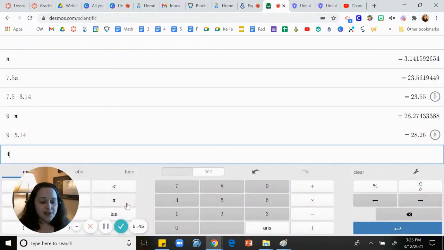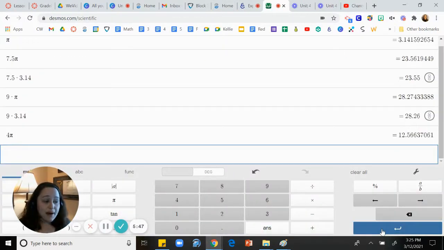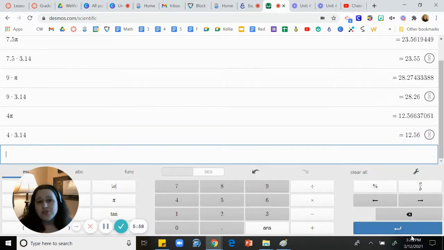I could also calculate 4 times pi and say about 12.57 kilometers. Or if I use 3.14, I get about 12.56 kilometers. Remember that both those lengths are rounded. The most exact way is to leave pi in our answer.